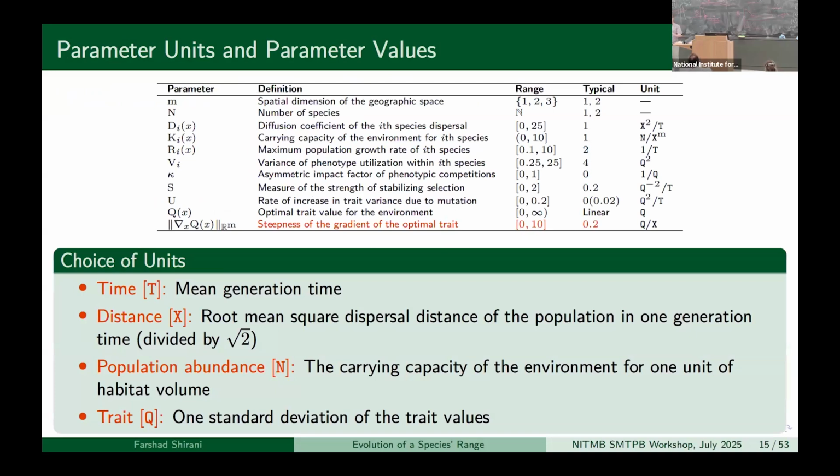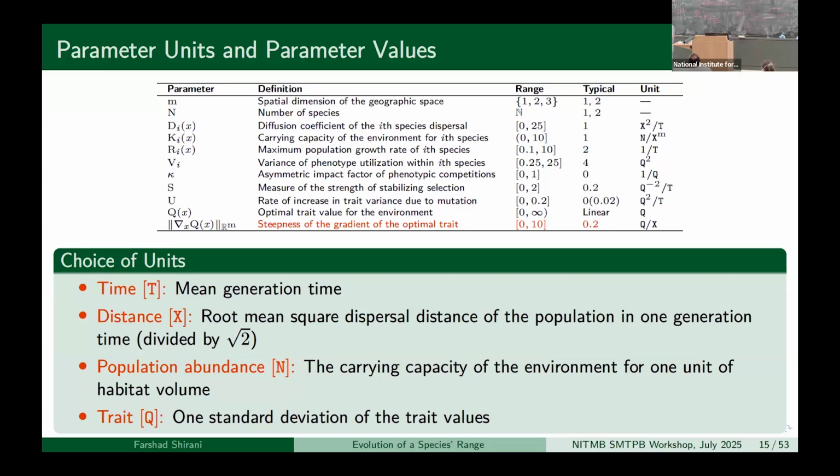And it's quite challenging for this sort of model even to find the right units for the parameters to give sufficient generality to the model. So what we did, let's say that we pick a representative population, we calculate the mean generation time, we set it as a unit of time. And then with that, we calculate the root mean square of the dispersal distance, and we set that as the unit of space.